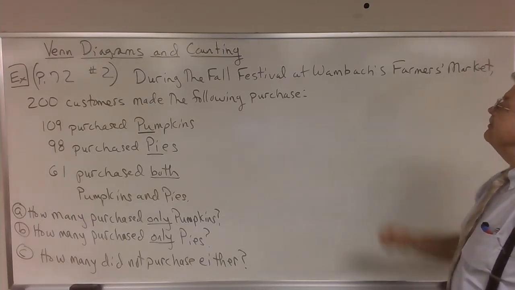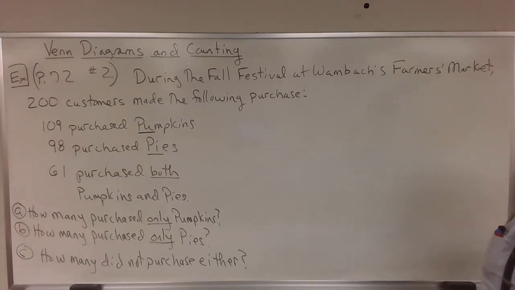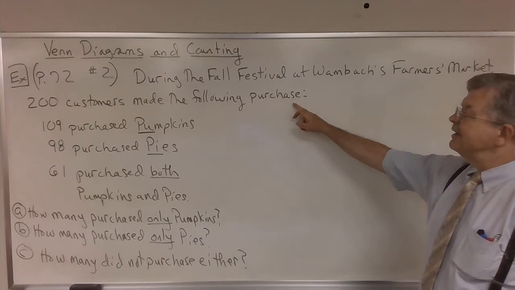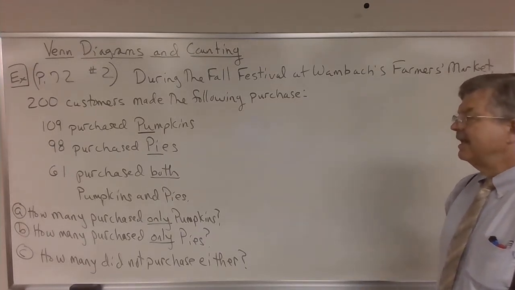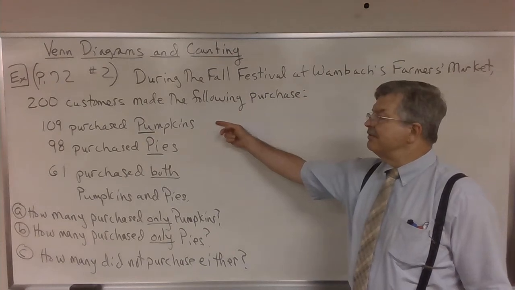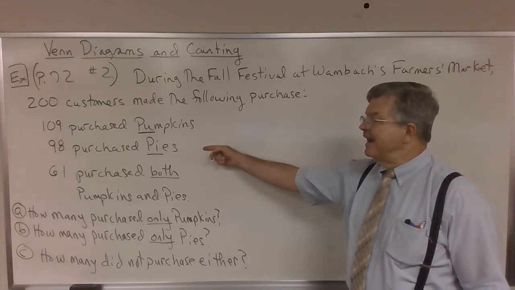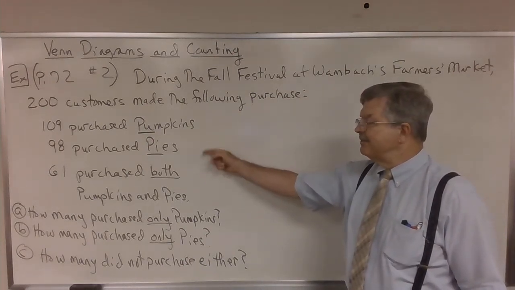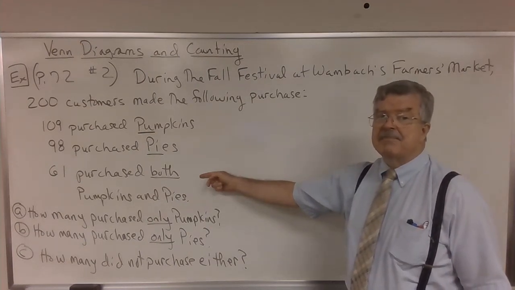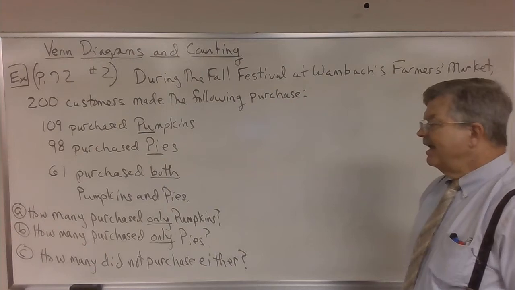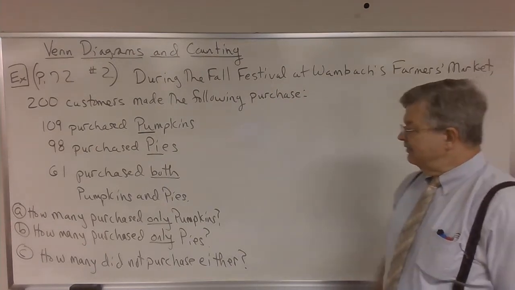It says, during the fall festival at Wambach's Farmers Market, 200 customers made the following purchase. 109 purchased pumpkins, 98 purchased pies, 61 purchased both pumpkins and pies. And now they ask this.